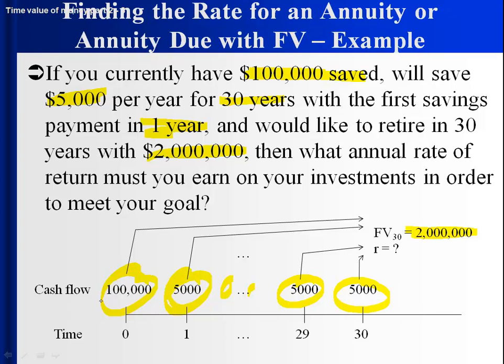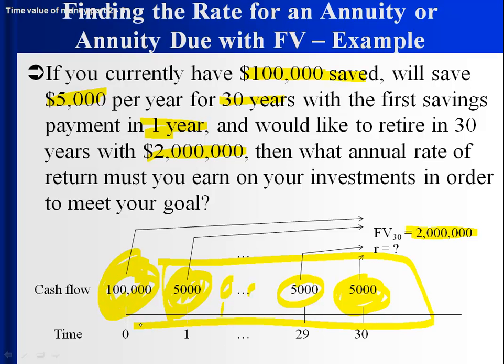So we know the 100,000 compounds: 100,000 times (1 plus r) to the 30th. A year later we put in 5,000, and then that would compound to 5,000 times (1 plus r) to the 29th, 28th, 27th, all the way to our last 5,000, where we go to the bank and say, here's $5,000. Now can I please have my money? And they would give you $2 million. What's the rate that's going to help make this initial amount plus these 30 payments all compound to $2 million?